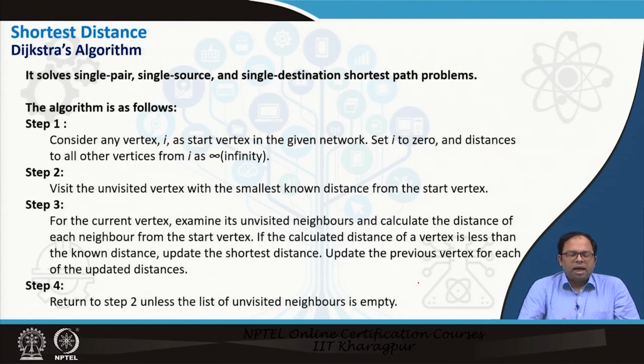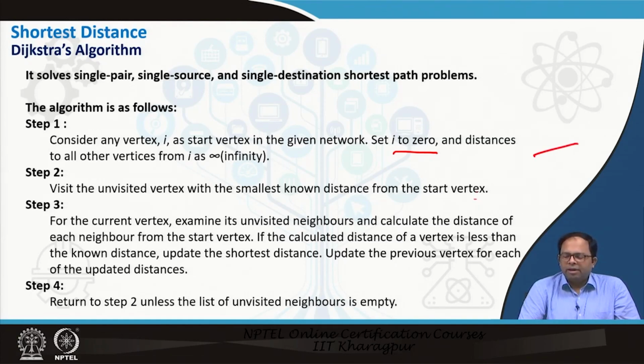Let us consider I as the start vertex in the network. We will set I as 0 and the distance to all other vertices as infinity, similar to the previous algorithm. Then we will visit the unvisited vertex with the smallest known distance from the start vertex.